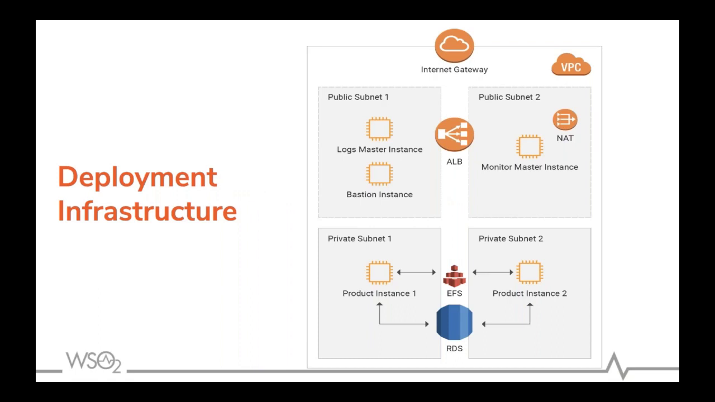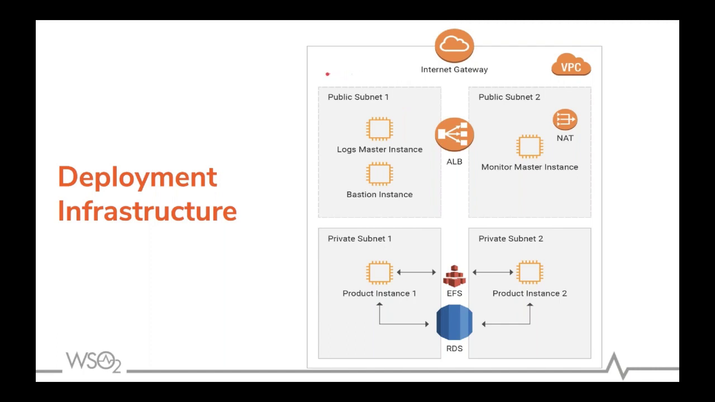Thank you, Shafana. So I will now explain the deployment infrastructure architecture. As you can see in this diagram, we will be creating a virtual private cloud in your AWS account using the CloudFormation template provided. In this virtual private cloud, we will be creating four subnets. According to the diagram, you can see that we have created two public subnets and two private subnets. Each of these subnets will be deployed in two different availability zones.